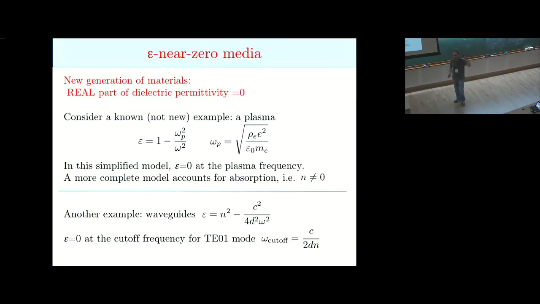ITO, indium tin oxide, is what is on your phone screens, and ITO is one of these materials that has this property. It's not that weird a property. There are other examples, for example plasmas. If you take the electromagnetic epsilon of a plasma, you can see that when you're exactly at the plasma frequency, epsilon is equal to 0. Also in waveguides, close to cutoff. This is the effect on the electric permittivity of a waveguide, and if I choose the cutoff for the TE0 mode at this frequency and plug that in here, again the epsilon becomes equal to 0.